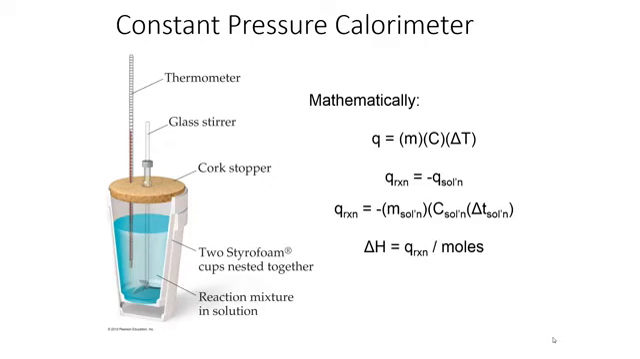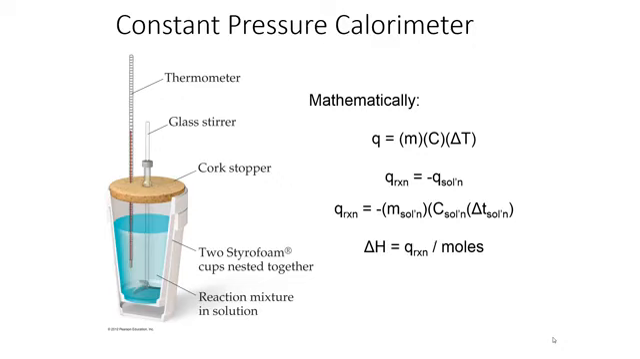Mathematically, what we're really talking about here is measuring the heat released or absorbed by the system. So we're going to use the equation q = m c ΔT, which is the mass times specific heat times delta T. But as I stated a few moments ago, what we're actually going to measure is q for the solution, and what we actually want to know is q for the reaction. In this case, the reaction is the system, and the solution is the surroundings.